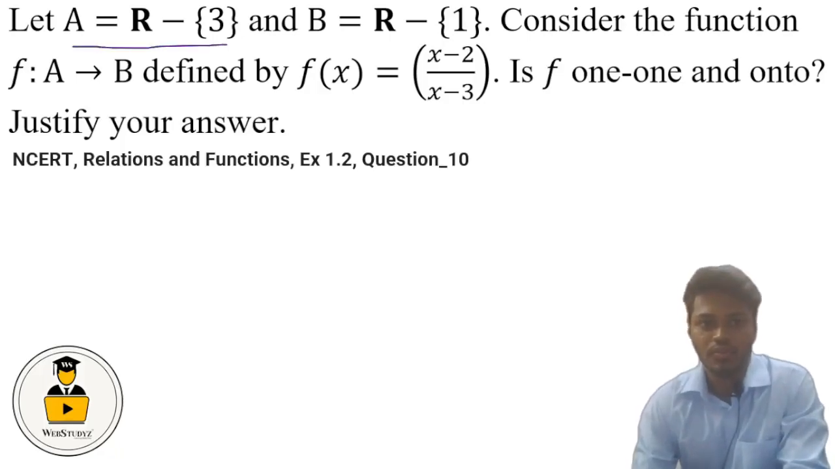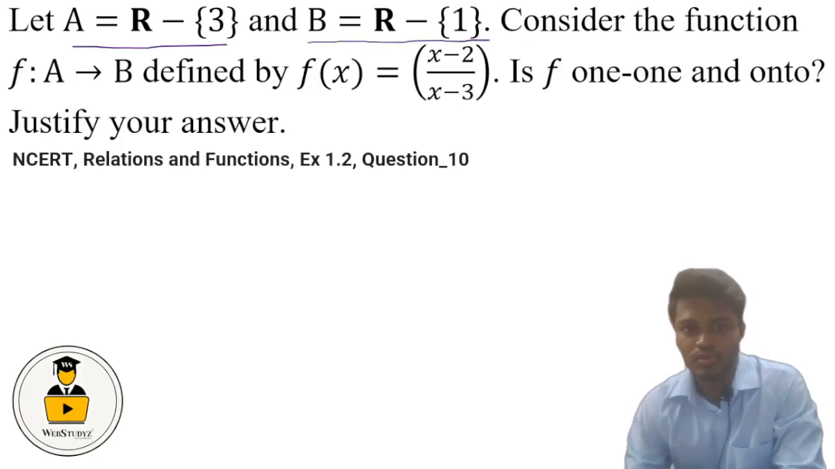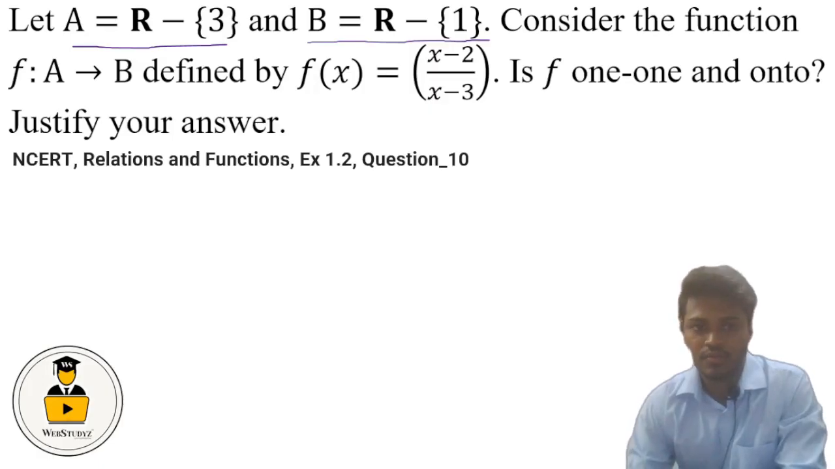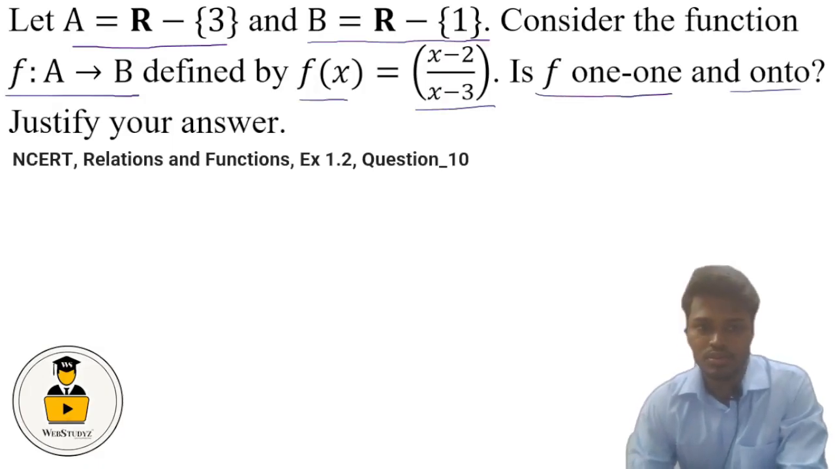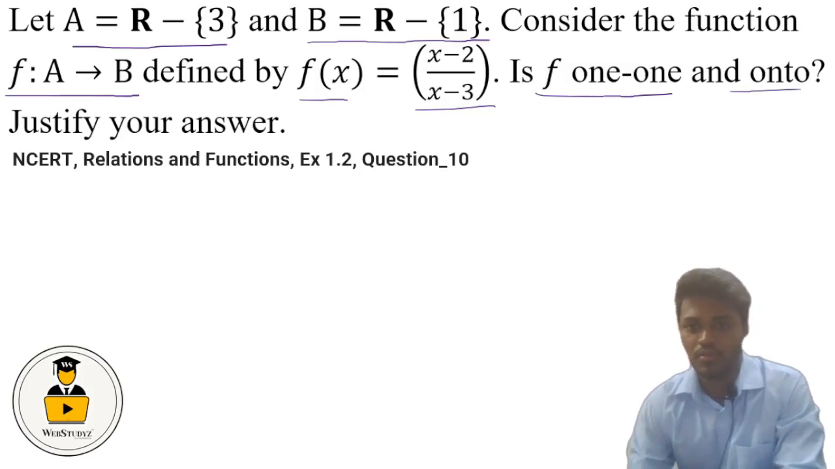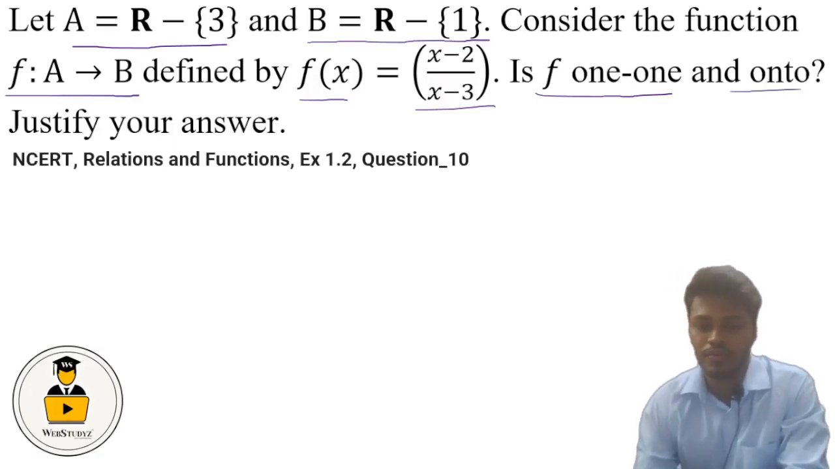Let A equal R minus {3} and B equal R minus {1}. That means the domain of A is all the real numbers except 3, and the domain of B is all the real numbers except 1. Consider a function from A to B defined by f of x equals x minus 2 upon x minus 3. Is f one-one and onto? Justify your answer. So we need to check whether the given function is one-one and onto or not.